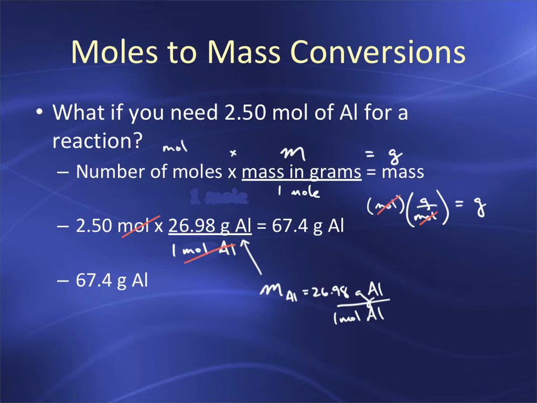So if you're in, say, a chemistry lab, and you know that you need 2.5 moles to complete a reaction, that would mean you need to go out and weigh on the scale. Notice here 3 significant figures because there's 3 right here and 4 here, so this would only have 3. That would mean you need to go weigh on the scale 67.4 grams of aluminum.